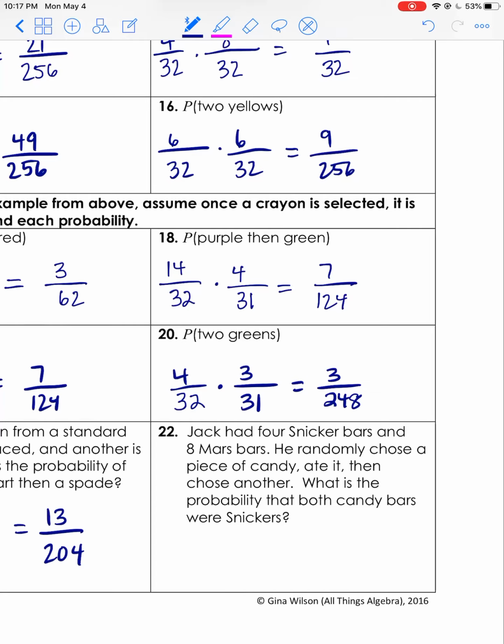So he had 4 Snickers bars and 8 Mars bars, which means in total he had 12 candy bars. The probability that the first one he chose was the Snickers, well, there's 4 Snickers, so 4 out of 12. And then the second one, right, well, there's only 11 candy bars left, and there's only 3 Snickers because the first one was a Snickers. So, simplify, that's 1 out of 11.